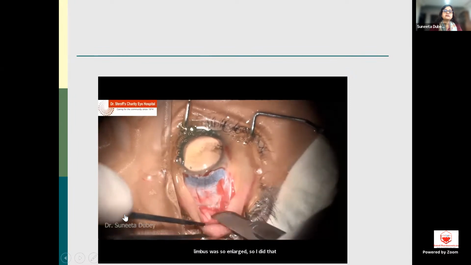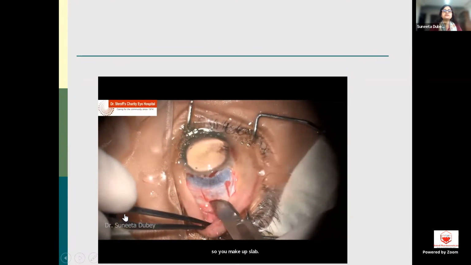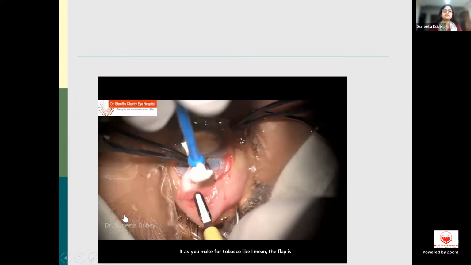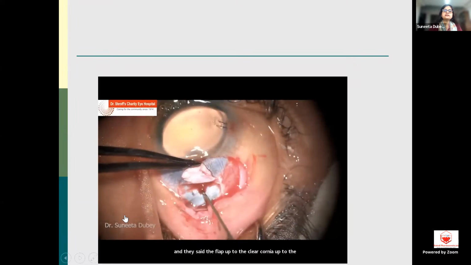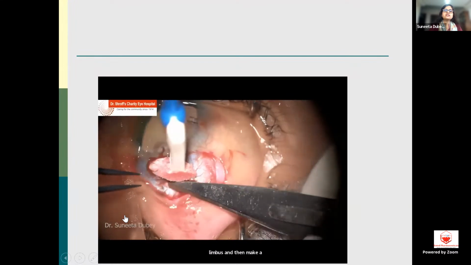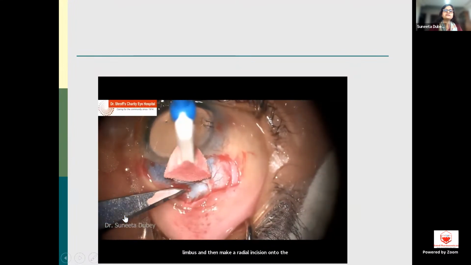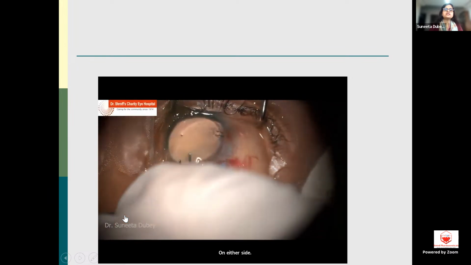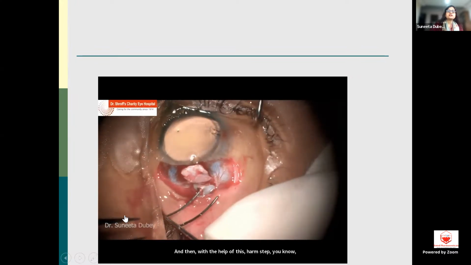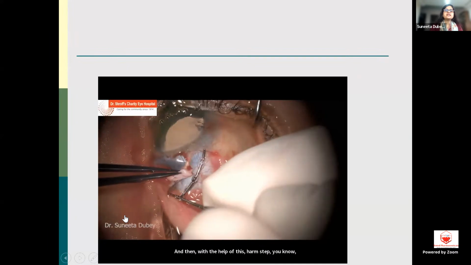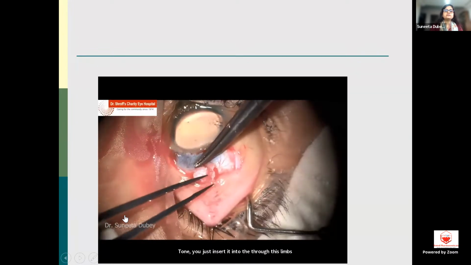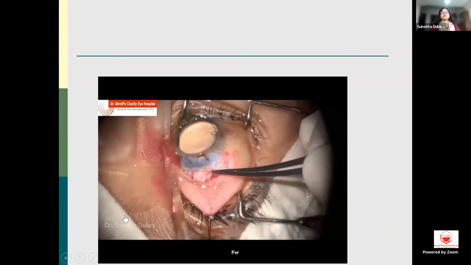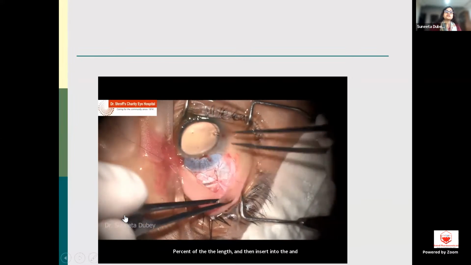So you make a flap as you make for trabeculectomy. The flap is slightly larger because the limbus is enlarged here, and you dissect the flap up to the clear cornea, up to the limbus, and then make a radial incision onto the Schlemm's canal. I just enlarge it on either side. Then with the help of this Harm's trabeculotome, you insert it through the Schlemm's canal into the anterior chamber, up to 75% of the length, and then close the insertion.